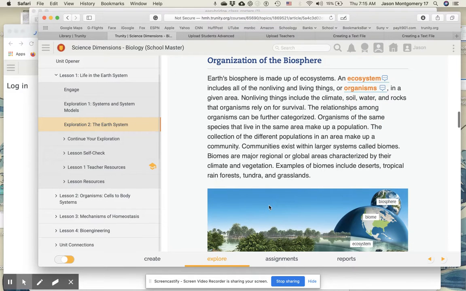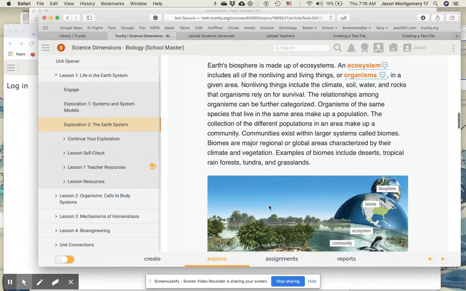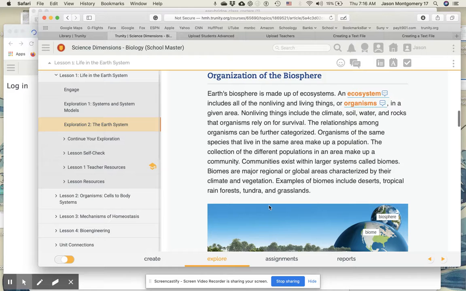Now, here's your first assignment of the year: to make a mnemonic device that represents the organization of the biosphere. Okay, so the ecosystem is what we call, it includes all of the non-living and living things or organisms in a given area. So the ecosystem is the living and the non-living things. So non-living things would constitute the climate, the soil, water, and rocks. These things are not living, but they're very important to living things.